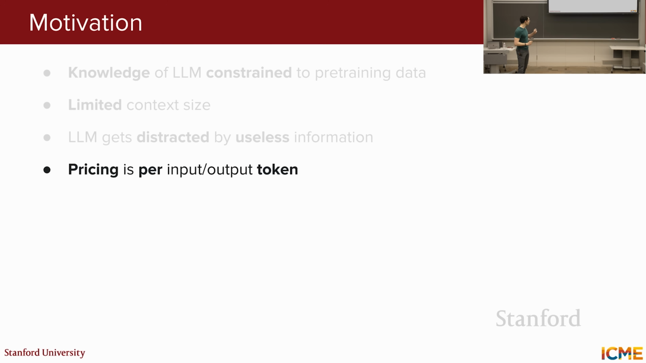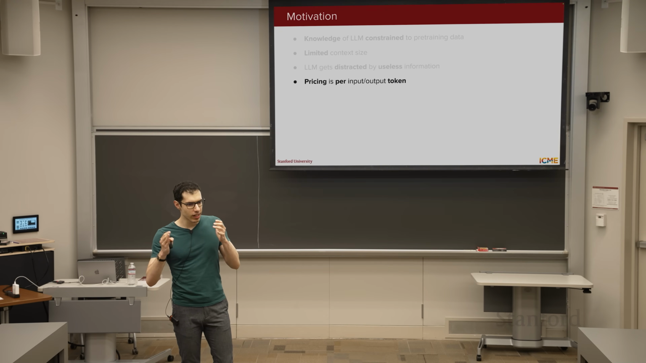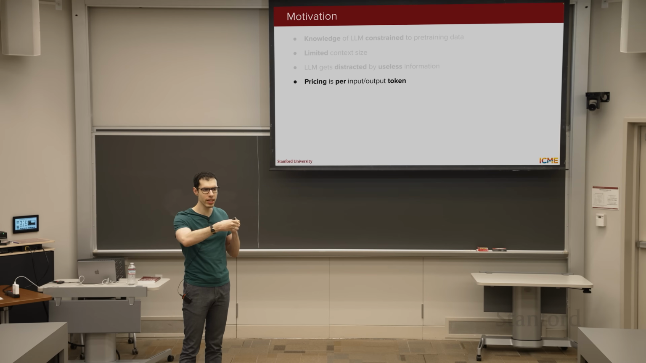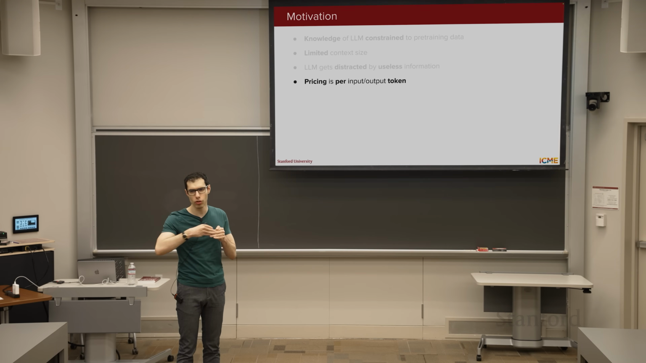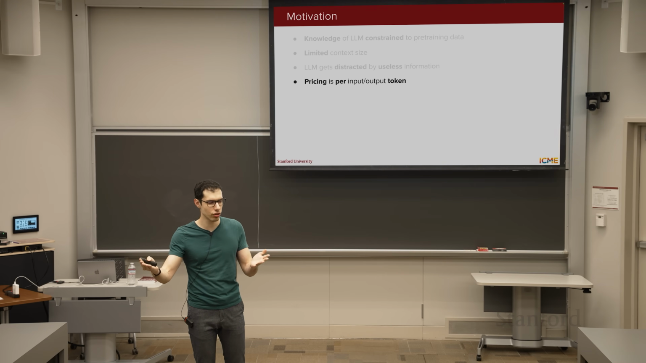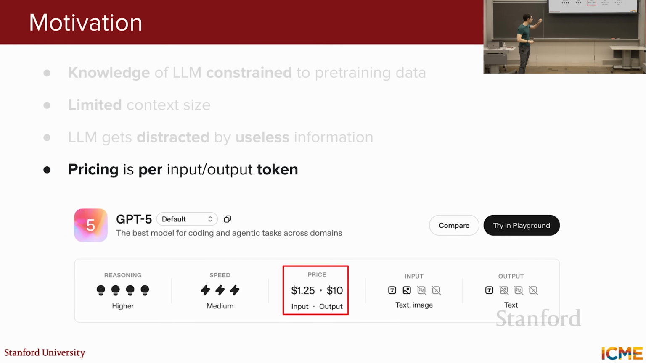Well, the other problem is that you pay. In particular, these LLM calls are priced per token. So the bigger your input prompt, the more you will pay. So you have an incentive to not put too much in your prompt, just from that standpoint. For instance, going back to GPT-5, the order of magnitude is somewhere around $1 per million tokens. So I guess it's not that expensive, but it can add up if you do that for all your prompts.